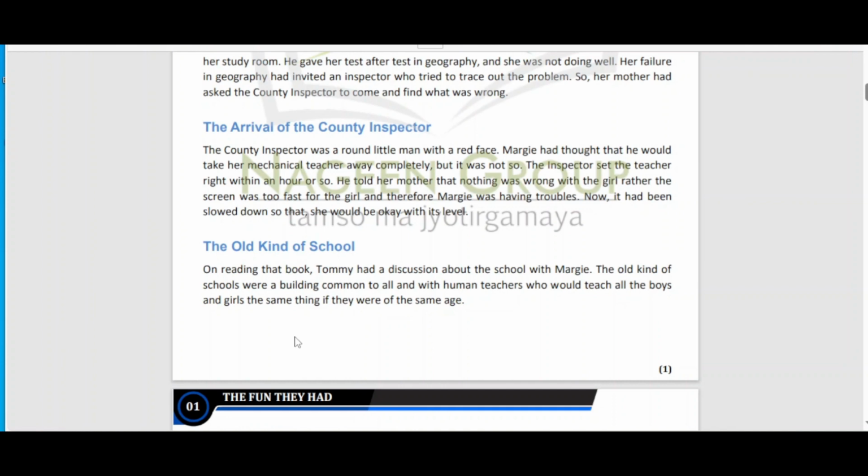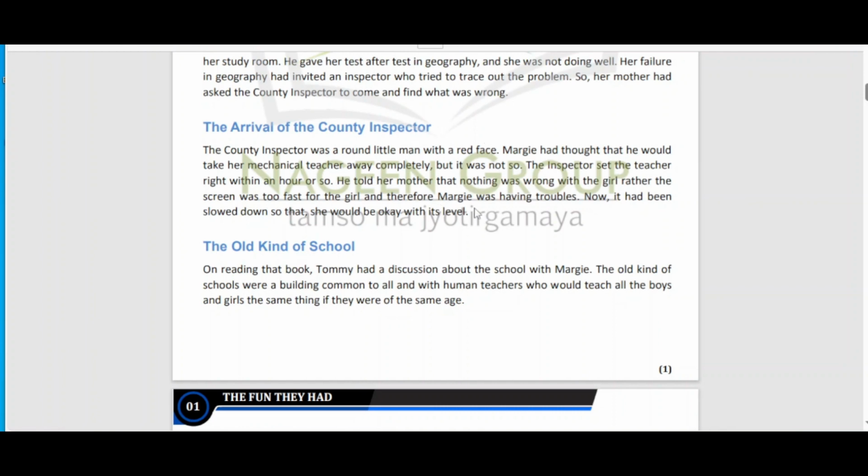Yes, Margie had to face so many problems because her problems became very crucial. So now it had been slowed down so that she would be okay with its level. The county inspector came to repair it and tried to trace out the exact problem. Now he found that the level of the geography sector was geared a little too quick. So what he did was slow it down.